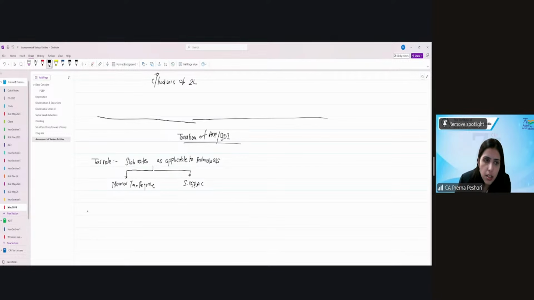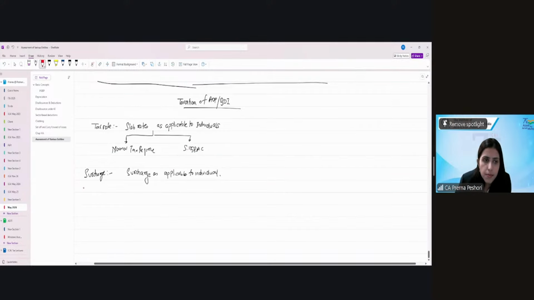What is the surcharge? Surcharge will be 37% for old and 25% for default regime. So, surcharge is as applicable to the individual. However, there are exceptions. What is the exception? The maximum surcharge shall be 15%, both under the normal as well as the 115BAC regime.